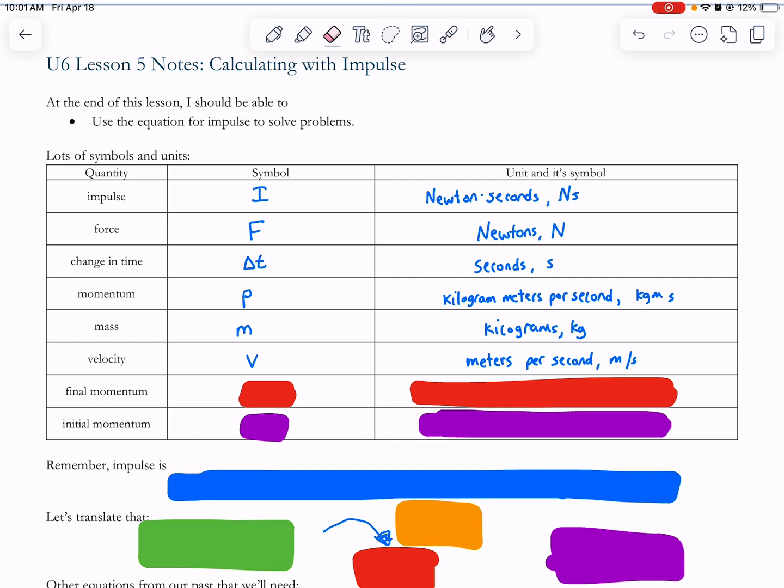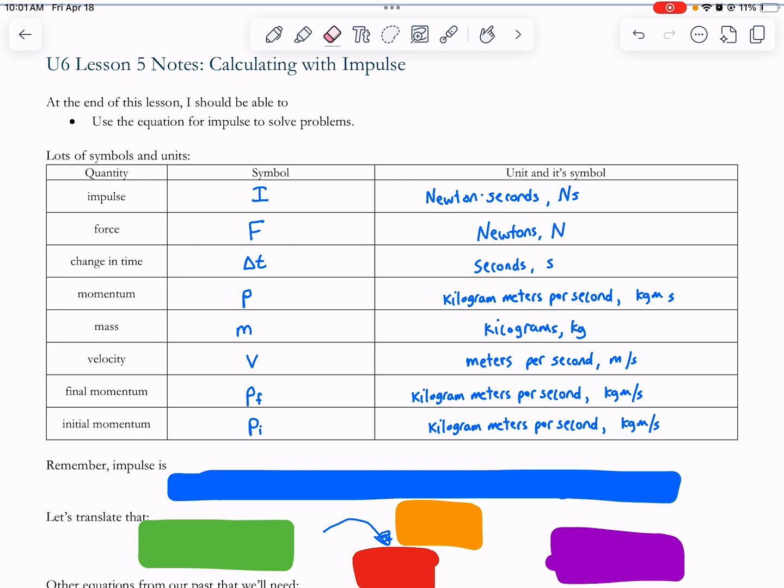But impulse is like the change in momentum. It changes momentum. So we're going to talk about an initial momentum and a final momentum, those little subscripts I and F, like we've used for initial and final velocity, initial and final position. So those aren't new. And they're measured in the same units as the other momentum, kilogram meters per second and kilogram meters per second. So that shouldn't be anything new. But those are the things that you should see there, okay?